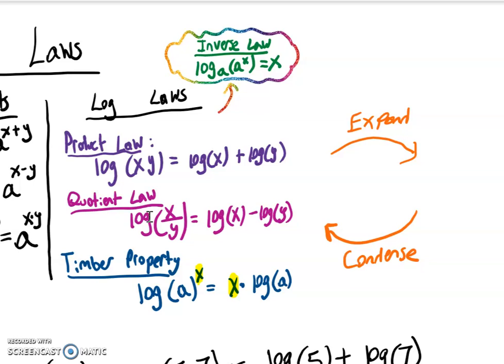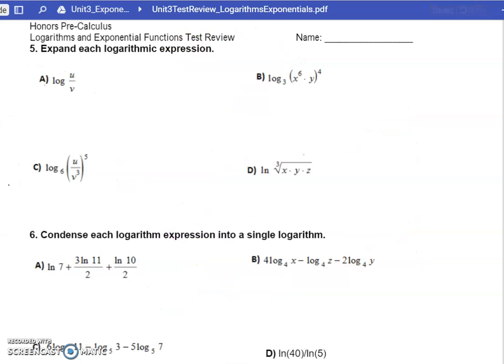Essentially, multiplication in a single log becomes addition in separate logs. Division in a single log becomes subtraction of separate logs. And if I have an exponent at the end of a log, I can drop it down in front of the log, is what those laws tell us. So I'm going to use the quotient law on 5a to rewrite this as log of u minus log of v, because the law that we just looked at showed us that division becomes subtraction.